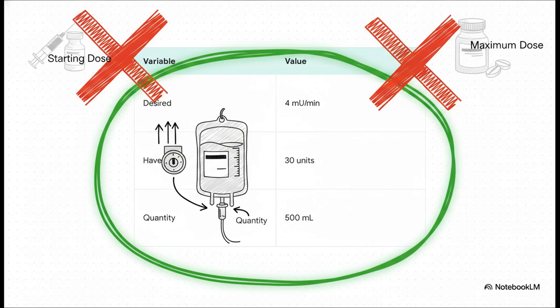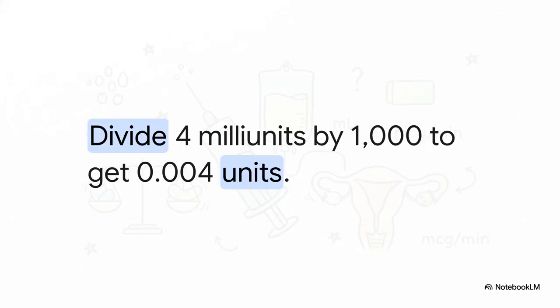Much better. Just like in Scenario 1, we do a quick review and spot that familiar mismatch rule. Our desired dose is in milliunits, and our supply is in units. No problem, we just divide the 4 milliunits by our golden number 1,000, which gives us 0.004 units. Now it perfectly matches the 30 units in our supply bag. We are officially ready to plug it all in to our calculator.